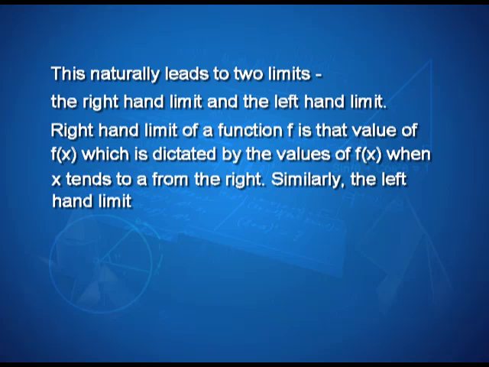The right hand limit of a function f is that value of f of x which is dictated by the values of f of x when x tends to a from the right. Similarly, the left hand limit. To illustrate this, let us take up one more example. Consider the function f of x is equal to 1 whenever x is less than or equal to 0, and f of x is equal to 2 whenever x is greater than 0.